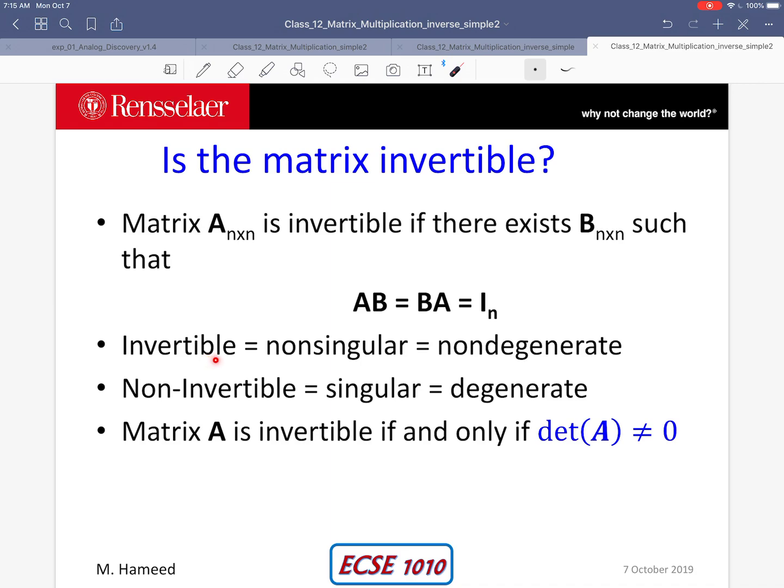Now, invertibility is also referred to as non-singular matrix or non-degenerate matrix. On the other hand, if a matrix is non-invertible, it is also called a singular matrix or degenerate matrix. Now, a simple check that we can run to find if A is invertible or not is by evaluating the determinant of that matrix. So if that determinant equals 0, then we are going to call that non-invertible or singular or degenerate. But if it is not equal to 0, then it will be invertible. So this is a quick check for the determinant to see if it is invertible or not.